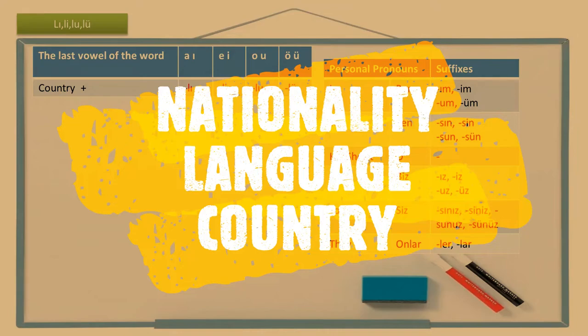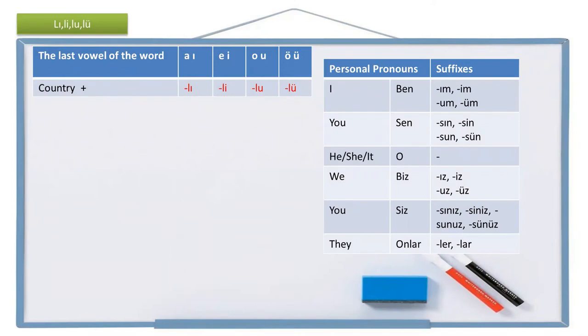Let's start with the grammar part. As you see on the chart, the suffix we are going to use is l, li, lu, or lü, which alternates according to four-way vowel harmony. We are going to add this suffix to the country name. And on the right, you can see the person pronouns and the person pronoun suffixes.